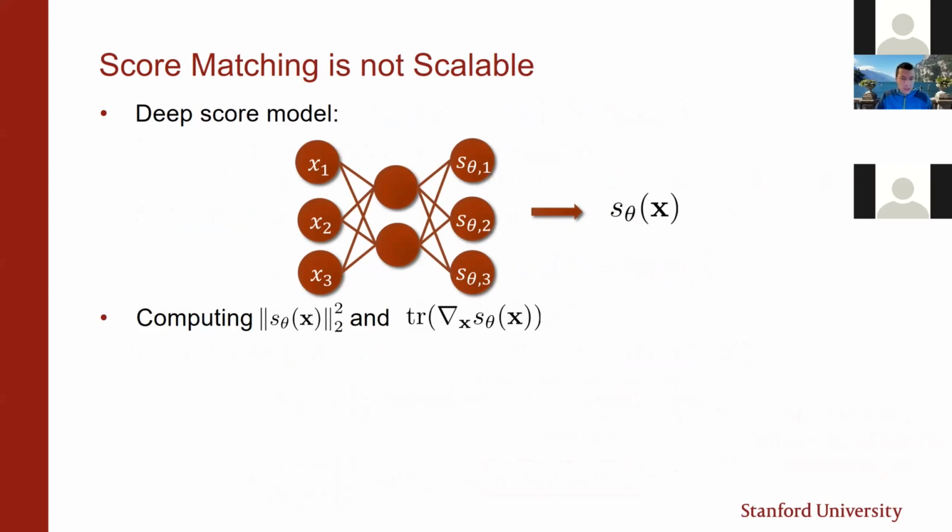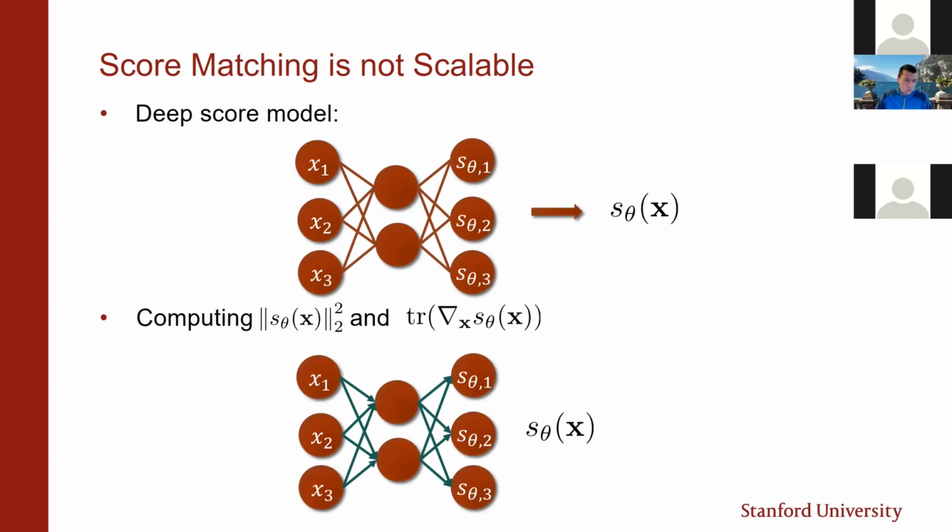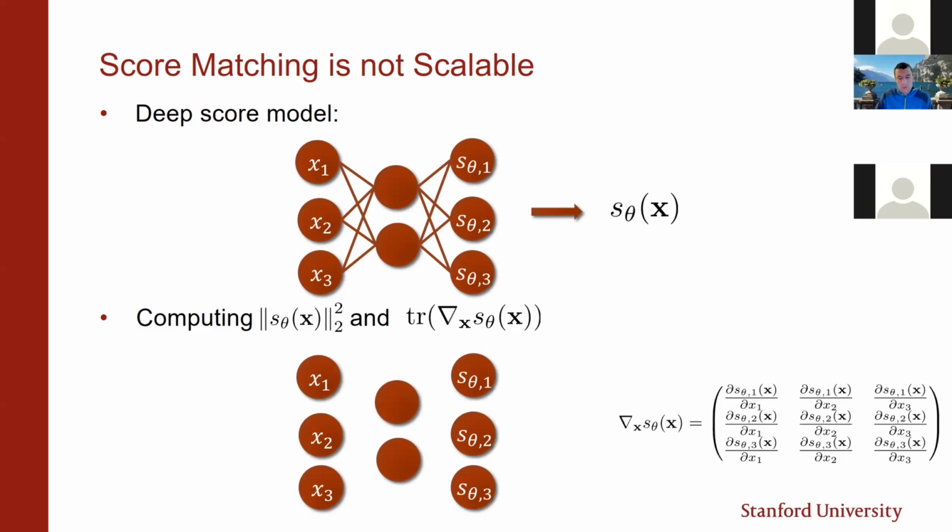We need to compute the L2 norm of S theta, which is easy to do. You can just do it through one forward pass in the model. The trickier part is the trace of the Jacobian. The Jacobian is this matrix of partial derivatives, where you need to take the partial derivative of each output with respect to each input. And how do we do that? Well, if we want to compute the trace, it's the sum of the elements of the diagonal.